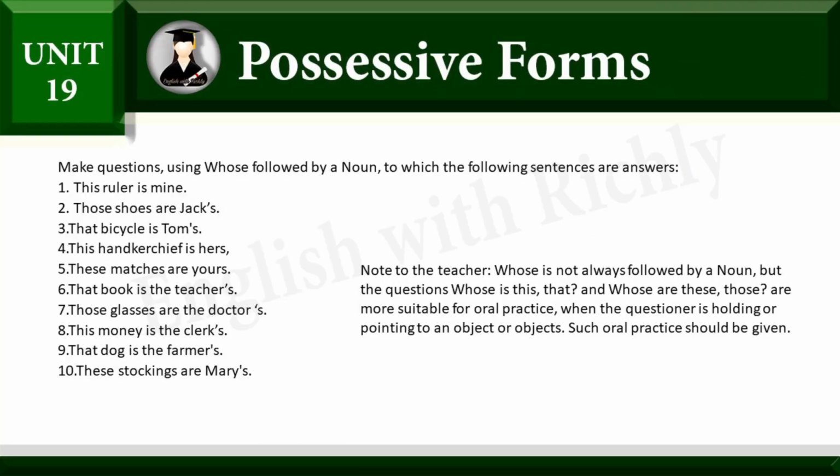Make questions using whose followed by a noun to which the following sentences are answers. The ruler is mine. இதை question எழுதும்போது whose ruler is this? Those shoes are Jack's. Whose shoes are those? That bicycle is Tom's. Whose bicycle is that? This handkerchief is hers. Whose handkerchief is this? These matches are yours. Whose matches are these?